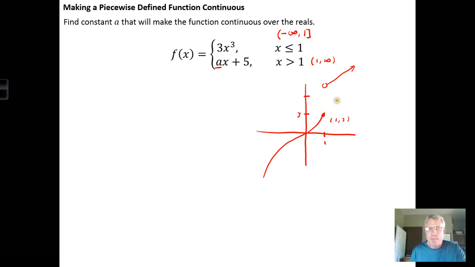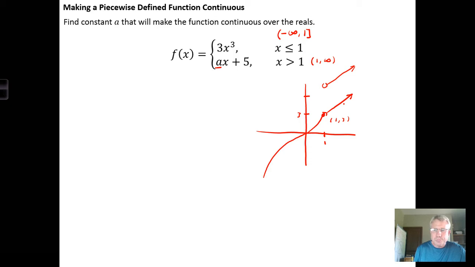And so the problem is if we don't choose a wisely, these two functions won't connect. We'll have a jump discontinuity. And really what we're being asked to do is to find a value of a that keeps this jump discontinuity from happening, so that this linear function picks right up where the cubing function leaves off. That's our job, to figure out how to connect the two functions up so that we could draw the picture as one nice continuous picture.